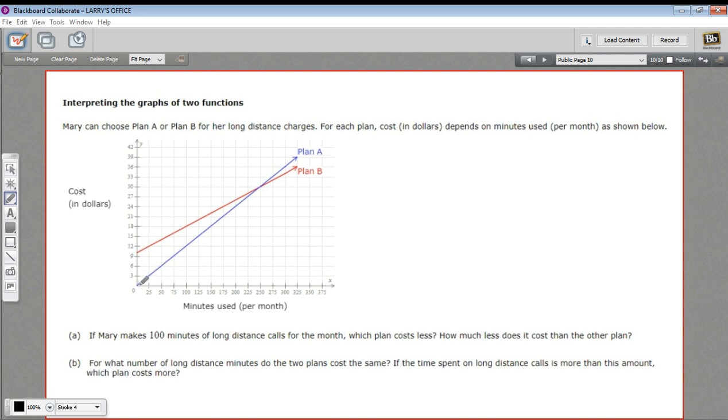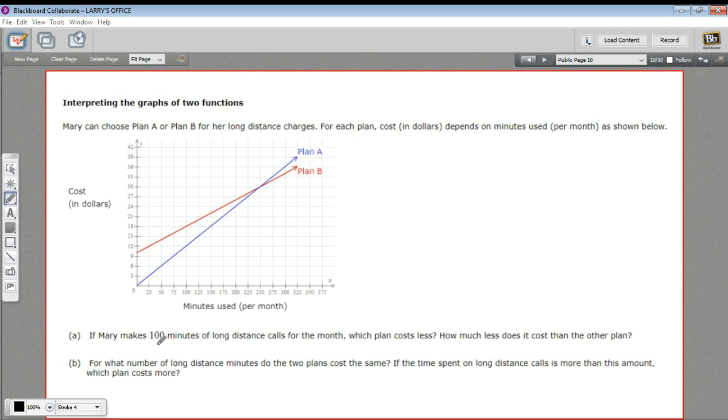Whereas plan A, if you don't use it at all, you pay nothing, which is pretty good if you're not going to use your phone very much. But if you use your phone more than this 250 minutes a month, that plan is going to be more expensive. It goes up at a steeper rate. So let's see if we can answer these questions now.